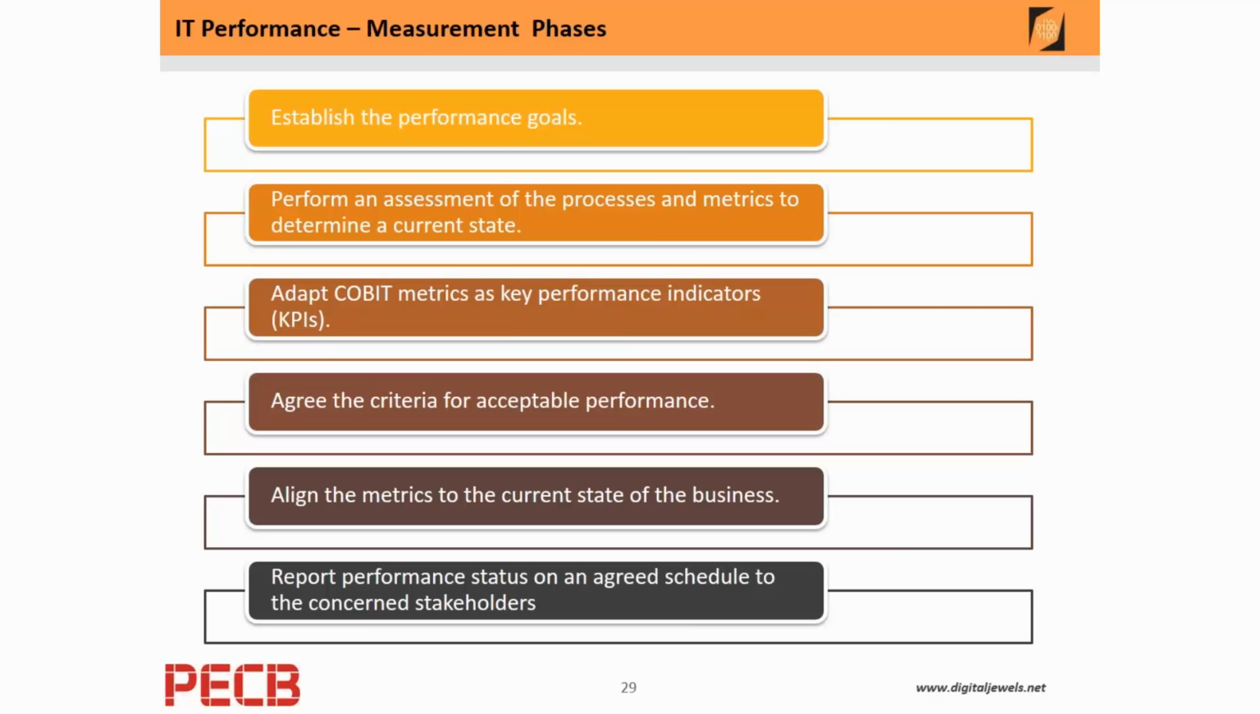I see a lot of organizations take the COBIT metrics, which are quite robust, but they do not adapt them, and therefore it becomes quite cumbersome or burdensome for the organization when they are doing their measurement. Then agree the criteria for acceptable performance.